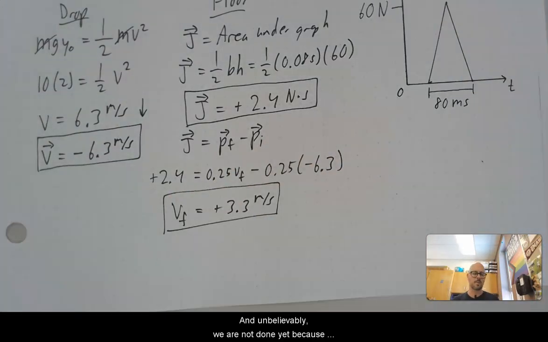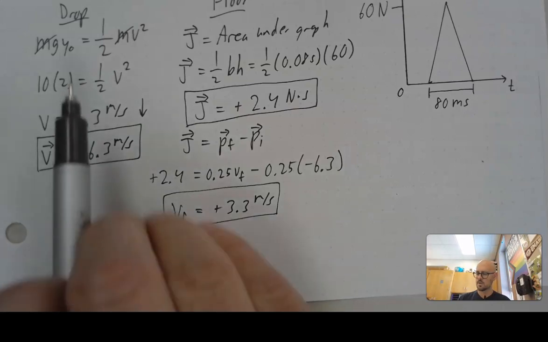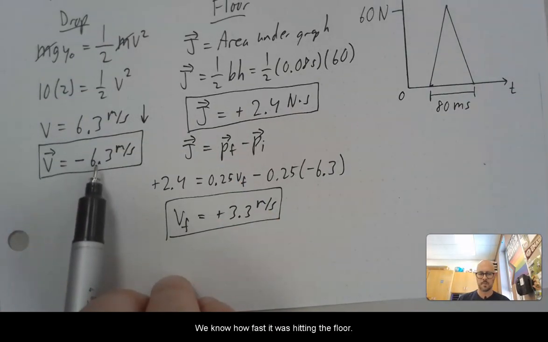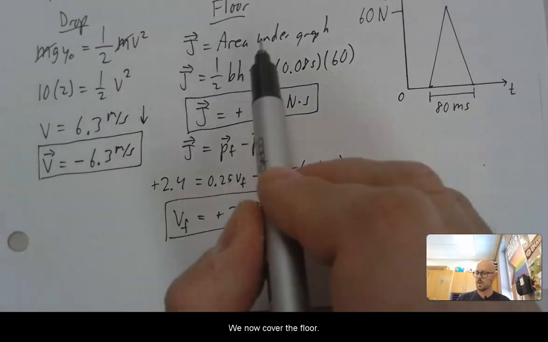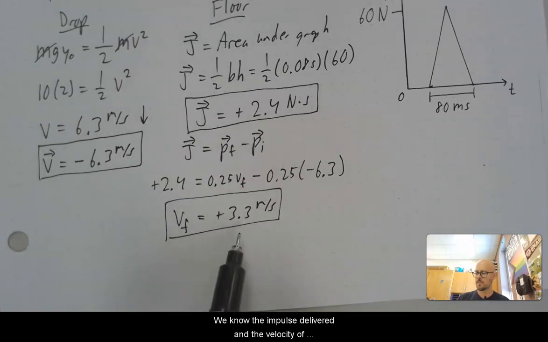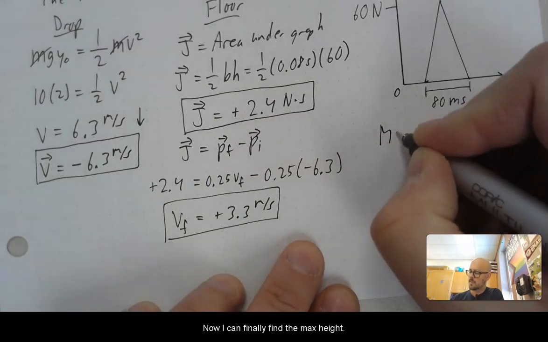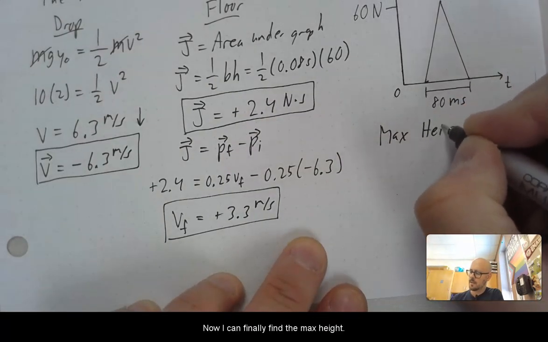And unbelievably, we are not done yet because we have found only how fast it is going when it leaves the ground. So we covered the drop. We know how fast it was hitting the floor. We now covered the floor. We know the impulse delivered and the velocity of the ball after it leaves the floor. Now I can finally find the max height.